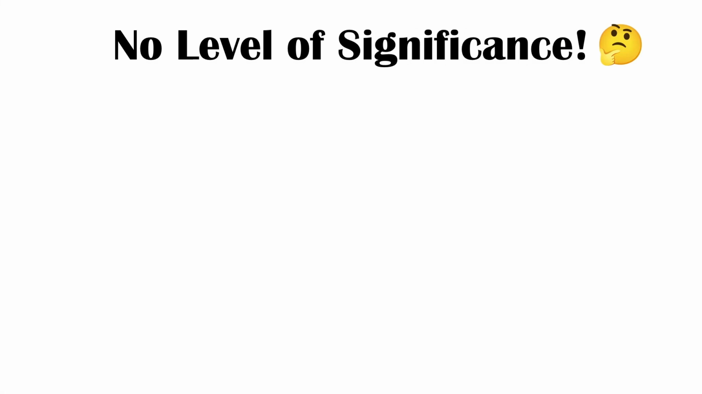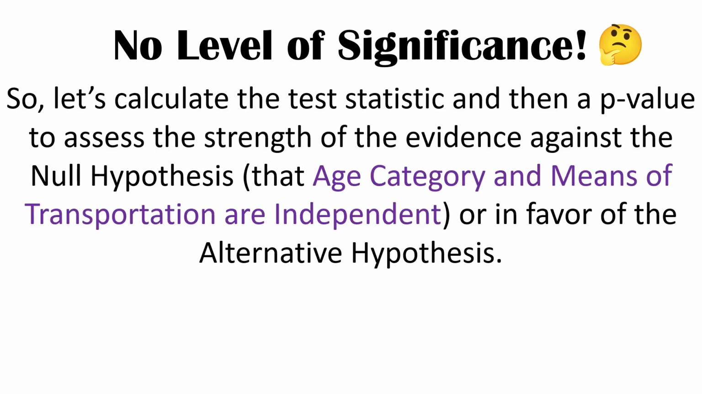Notice that we're not given a level of significance. So we cannot ever reject or not reject the null hypothesis. What we can do is calculate the test statistic and then a p-value to assess the strength of the evidence against the null hypothesis. That being that age category and the means of transportation are independent. Right, so we can get the strength of the evidence against the null, or equivalently, we could say the strength of the evidence in favor of the alternative.